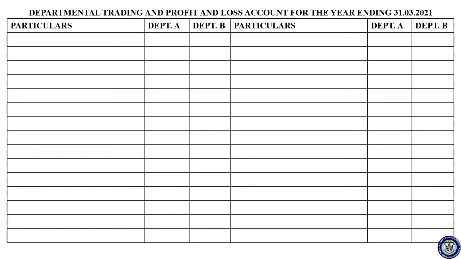Okay, so we start with the trading account. Trading account always starts with opening stock. So write "To opening stock". For department A it is 2 lakh and for department B it is nil.